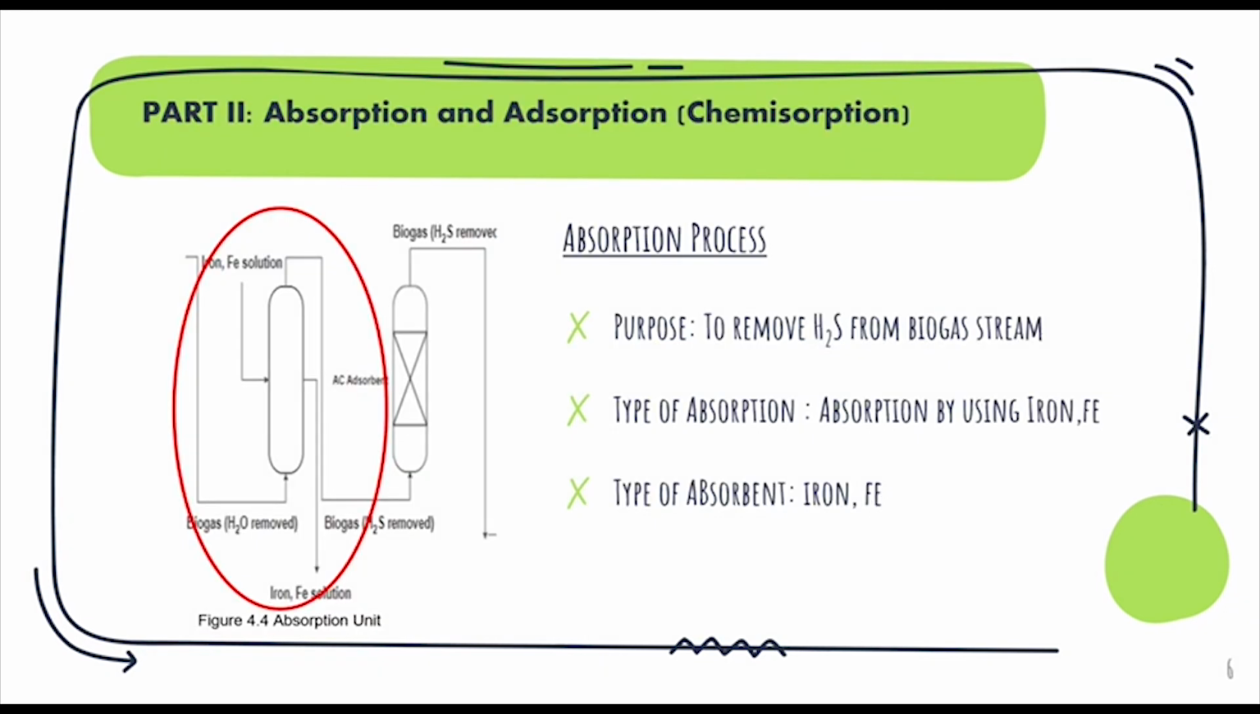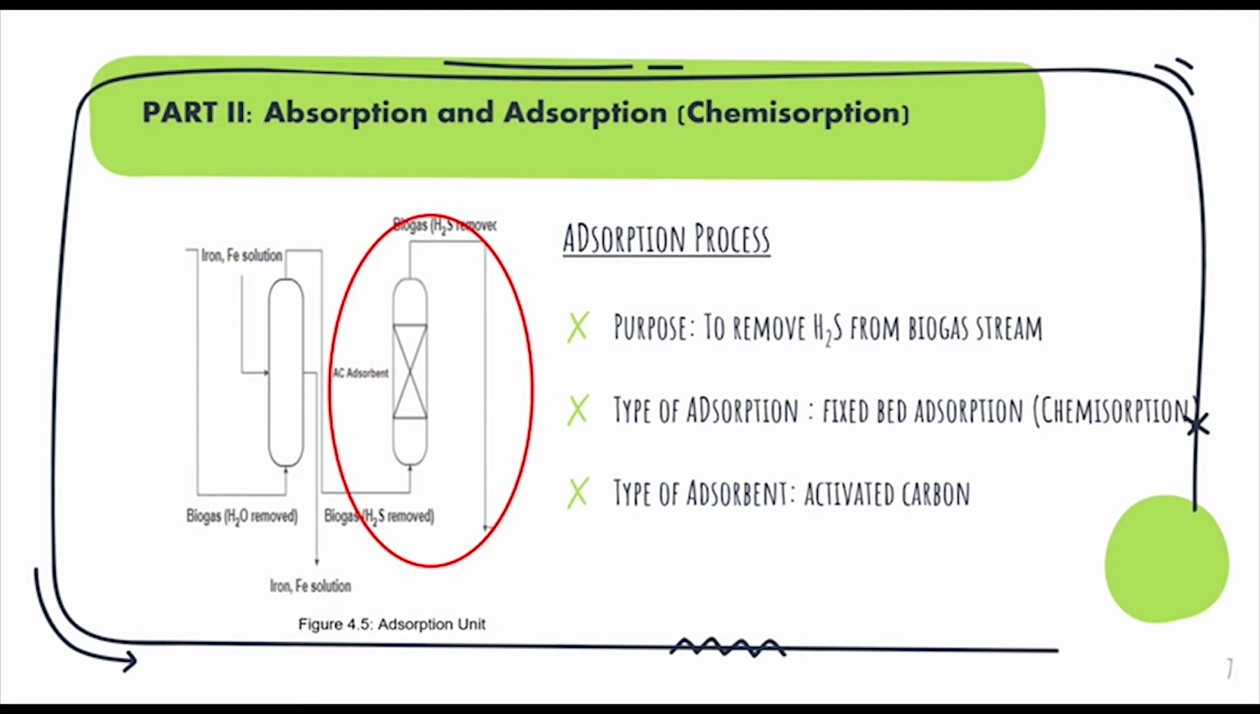The next part, which is part 2, is the absorption and adsorption unit for the removal of H2S, which is hydrogen sulfide. The purpose of this unit is to, of course, remove H2S from the biogas stream. The type of absorption that will be used is absorption using iron as absorbent, while the type of adsorption that will be used is fixed bed adsorption. This adsorption process is also used to remove hydrogen sulfide from the biogas stream as well, and the type of adsorbent used is activated carbon.